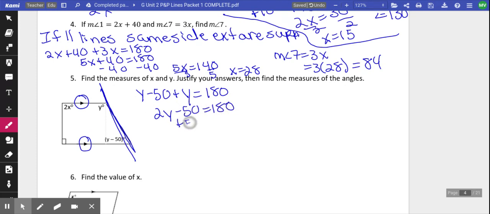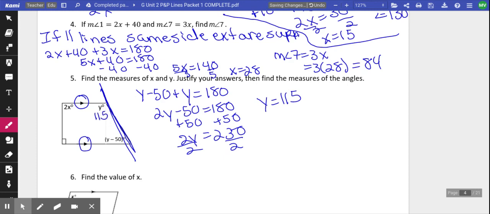So I'm going to add 50 to both sides. Divide by 2. And y equals 115. Now that I know y is 115, I also know that's a quadrilateral. So quadrilaterals have the interior angle sum of 360. So that means if y is 115, that top angle is 115. This one down here is 65 because it's 115 minus 50. This is 90.